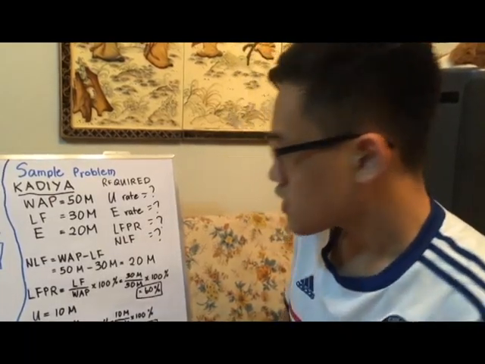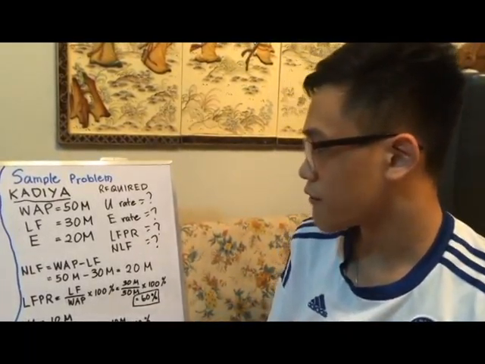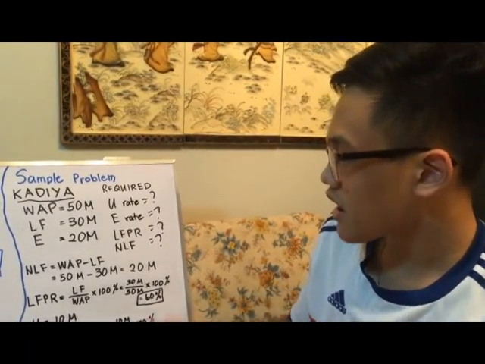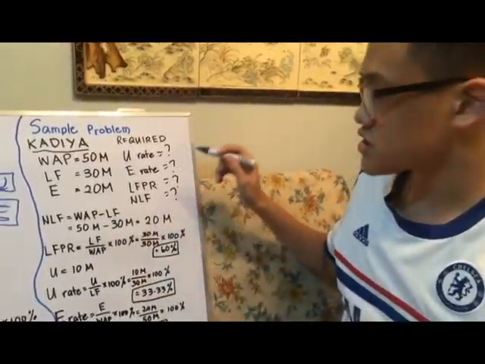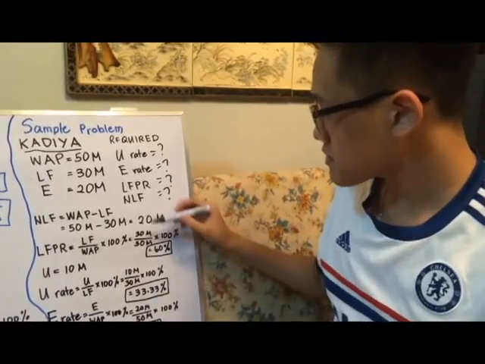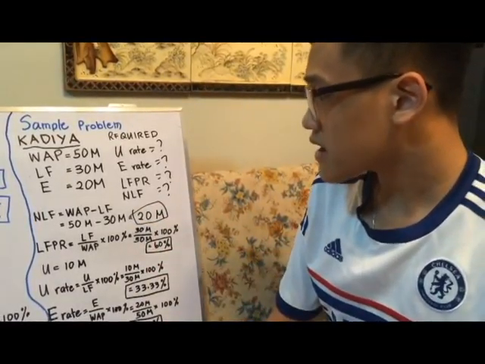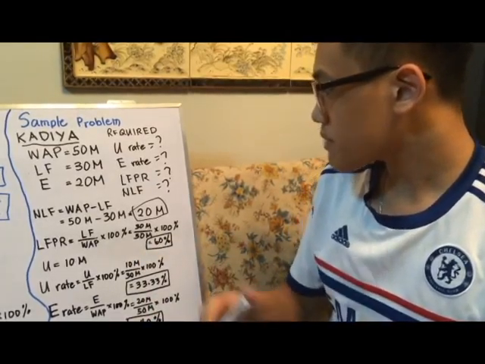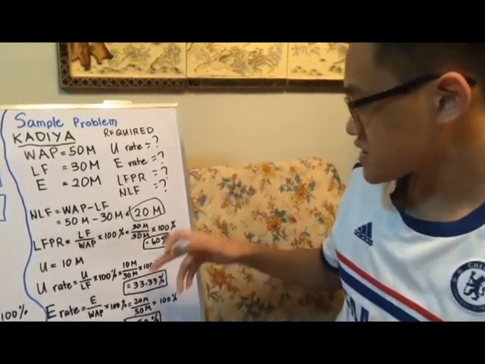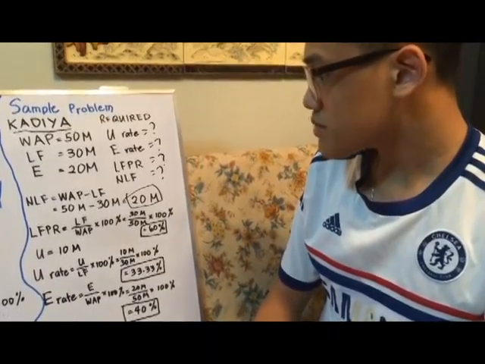So basically, we just directly substitute the values. In order to find the NLF, we just subtract WAP minus the labor force. We got 50 million minus 30 million equals 20 million. Pretty simple, right? Next, to find the labor force participation rate, we divide the labor force by the WAP, multiplied by 100%. So we got 60%.